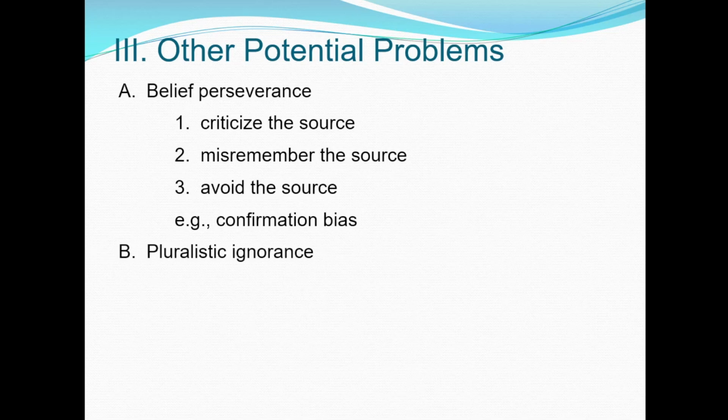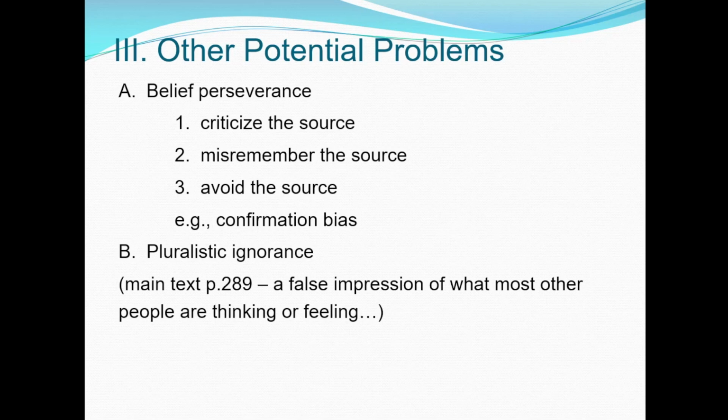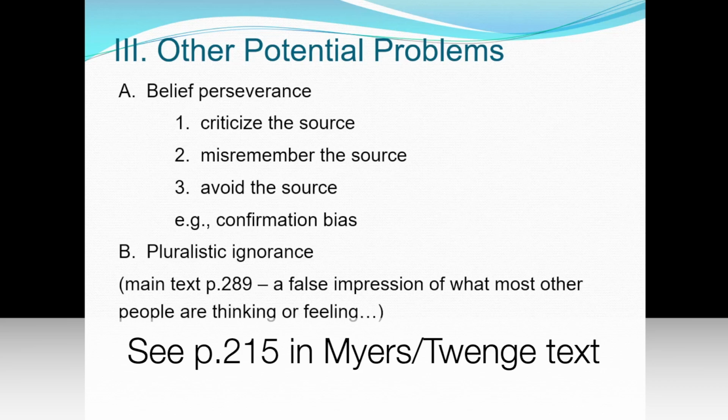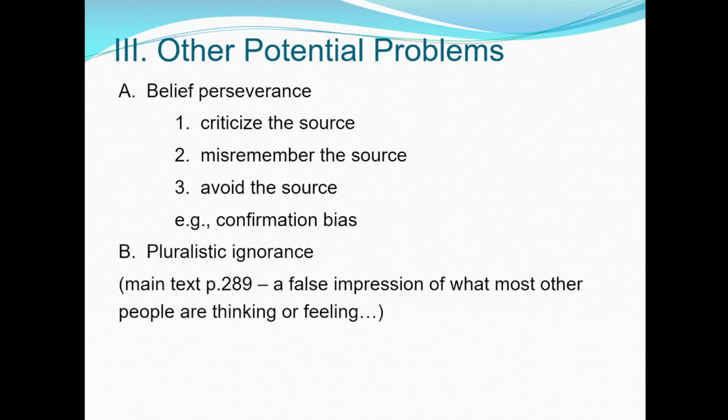Another potential problem, another bias that I want to talk about in Chapter 3, is called pluralistic ignorance. I'm taking this definition from a later chapter, page 289, so you will come across it later in the main textbook. But I believe it's relevant here in Chapter 3 because pluralistic ignorance is partially about the fundamental attribution error. First, let me read the definition from the main textbook: it's a false impression of what most other people are thinking or feeling. It's a bias.